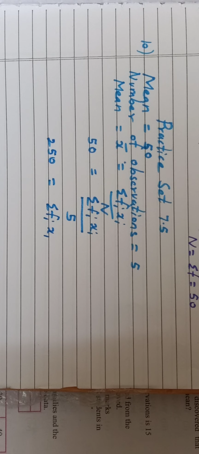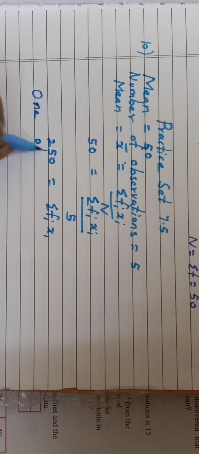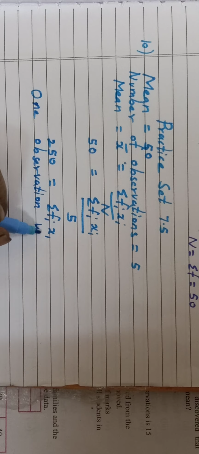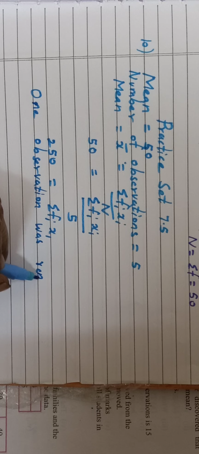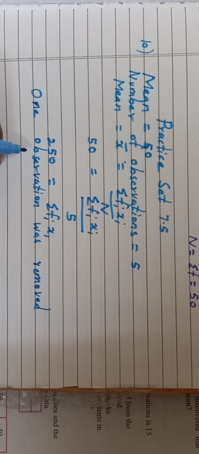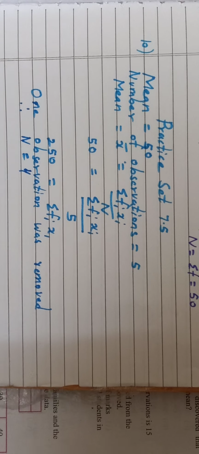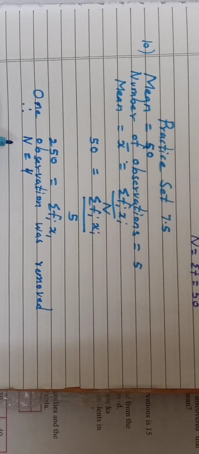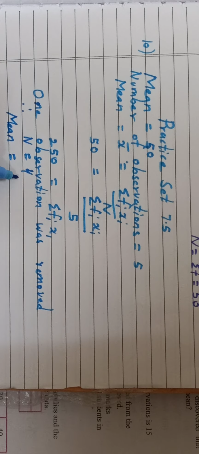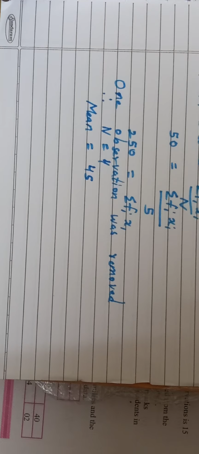So this we got. Now what has happened? One observation was removed. So what will happen? The number of observations will change. So what will it be? Therefore, n will be equal to 4, right? And then what happens to the mean? Mean becomes 45. So again we will apply the formula.